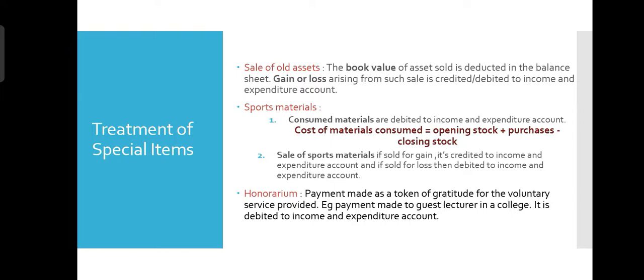Now the next one is sale of sports material. It is similar to sale of old assets. The book value of sports material sold should be deducted from the total value of sports material on the opening date, and the gain or loss arising out of such a sale should be adjusted. Gain should be credited to income and expenditure account, whereas loss should be debited to income and expenditure account.